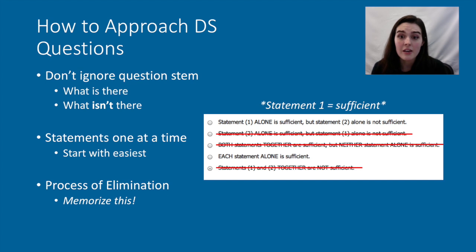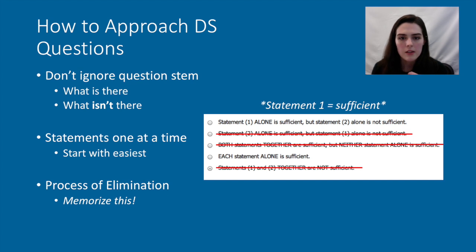So for instance, if we were to go through statement 1 and find that it is sufficient, we can actually go through and eliminate 3 of our answer options. So A, statement 1 alone is sufficient, but statement 2 alone is not sufficient. Well, that's possible. We don't know anything about statement 2 yet, so we'll leave that one. Answer choice B says that statement 1 alone is not sufficient, but we know that's not true. It is sufficient, so we can eliminate that. Answer choice C says that neither statement alone is sufficient. Again, not true. Statement 1 is sufficient.